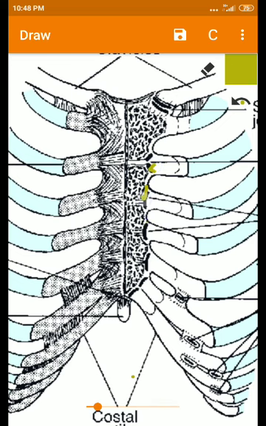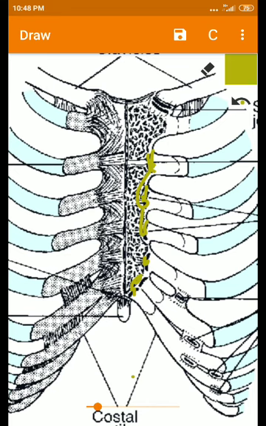So the remaining joints have a single cavity, but the second chondrosternal joint has two cavities present inside the joint, and each joint is covered by a joint capsule. Okay, and these are all synovial joints, and each joint is reinforced by a triradiate ligament, the radiate ligament.